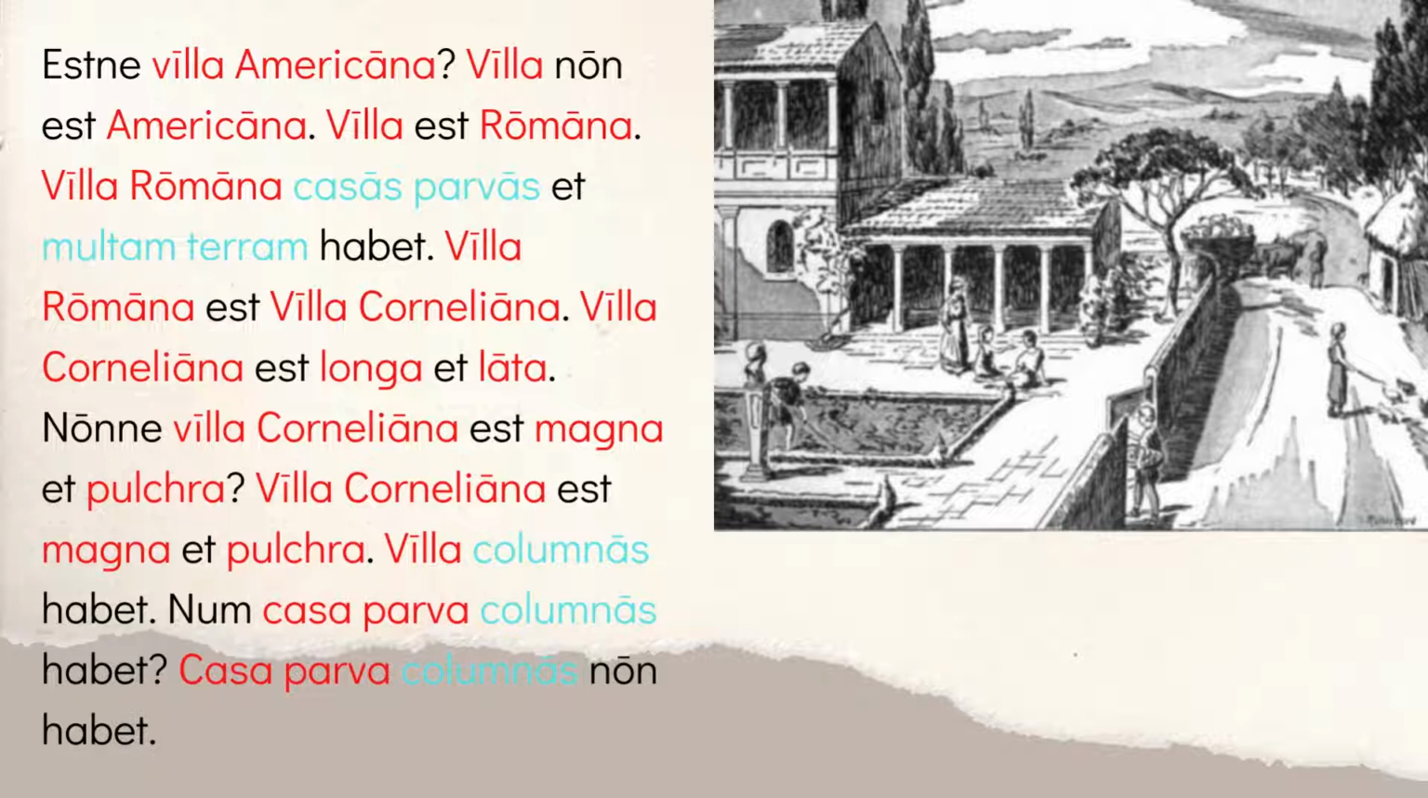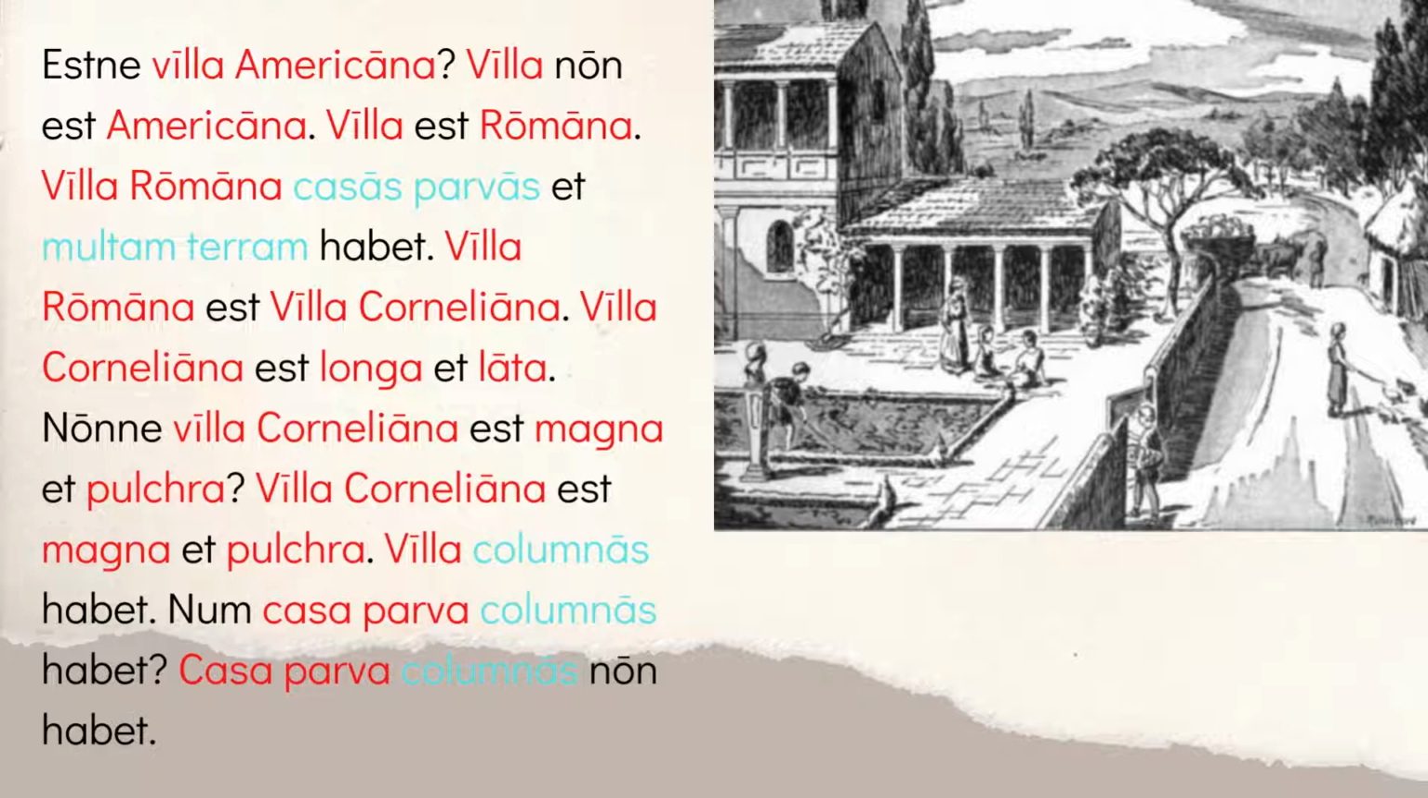But you have this question of nonne. And again, nonne just means you're asking a question where you're anticipating what the answer is going to be. So in this case, you're anticipating a yes answer. So you can translate it as surely. So when you say nonne Villa Corneliana est magna et pulchra, you're saying surely the Cornelius's house, the Villa Corneliana, is big, magna, and beautiful, pulchra. So you're expecting the listener to say, yeah, absolutely it is, which is why we have our response. Villa Corneliana est magna et pulchra.